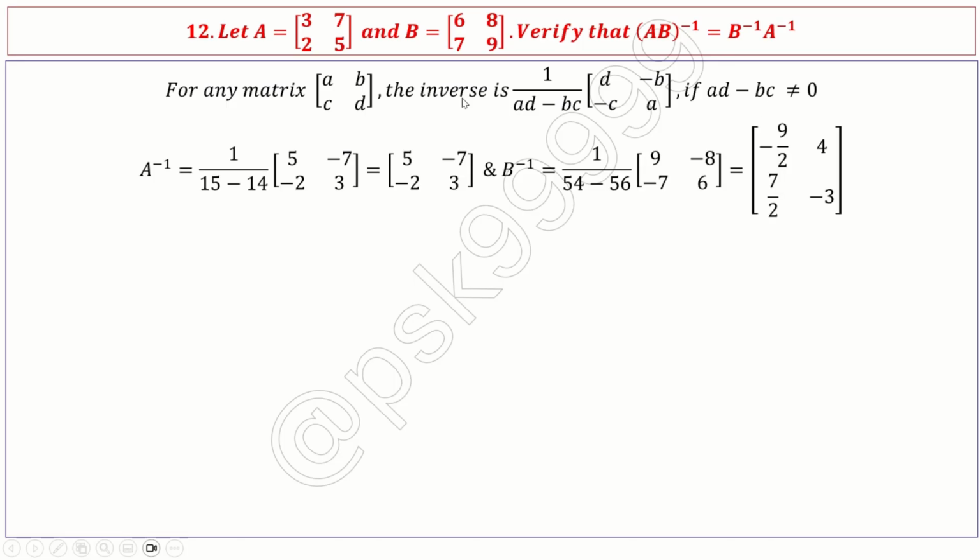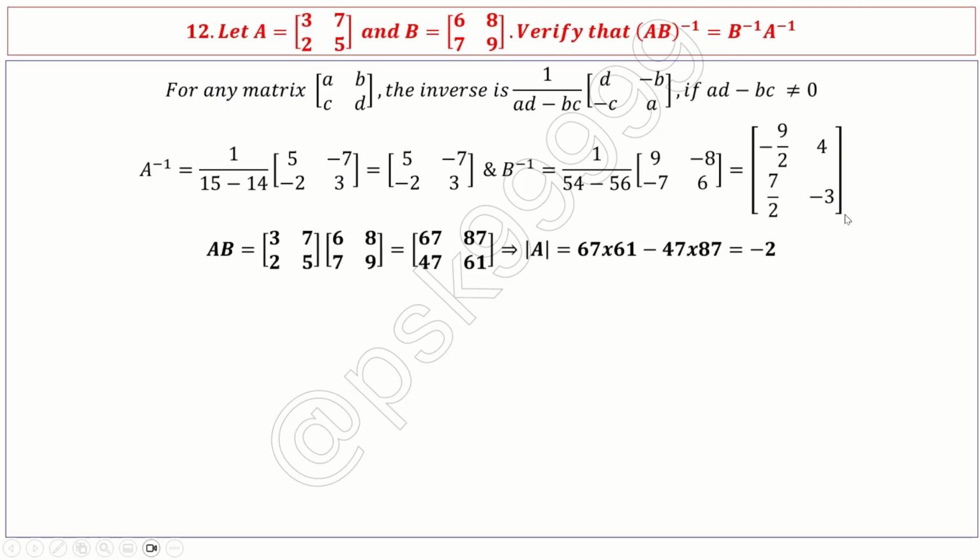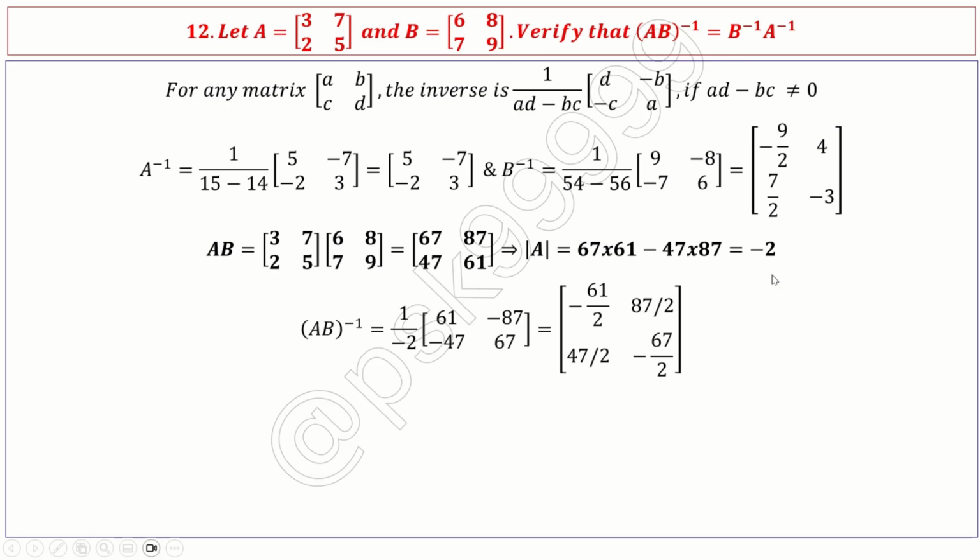So directly if I use this, A inverse is nothing but this value: minus 9 by 2, 4, 7 by 2, minus 3. Sorry, this is A inverse: 5, minus 7, minus 2, 3. B inverse is this value. My AB is 67, 87, 47, and 61. And the determinant of AB is nothing but minus 2. So my AB inverse is nothing but 1 by minus 2 times this value, which is this.